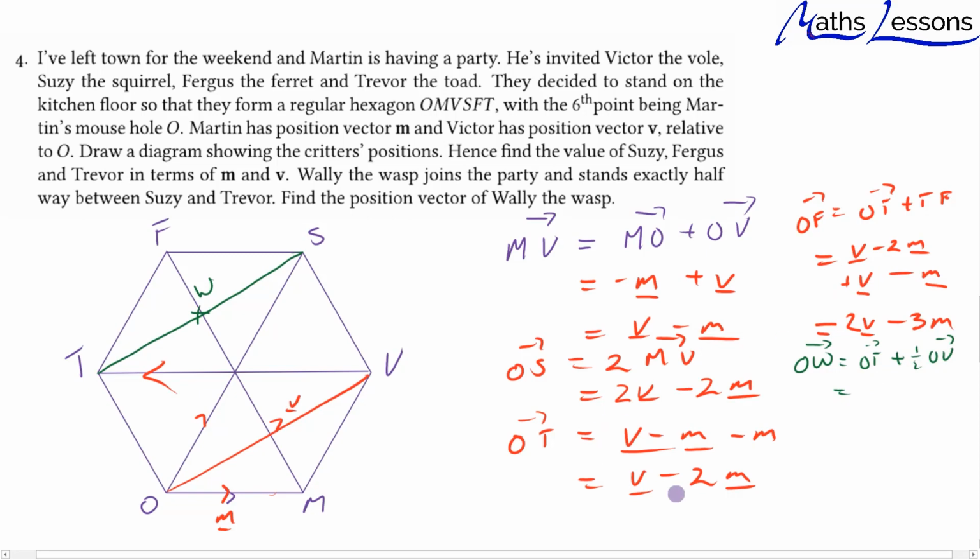So OT we've already found is V minus 2M. And then we're going to add on to that our half OV. And OV we already found out is just V. So we're just going to add on to that a half V. So you get V plus a half V, which is 3 over 2 V, minus 2M. And that's our answer to where Wally the Wasp is.